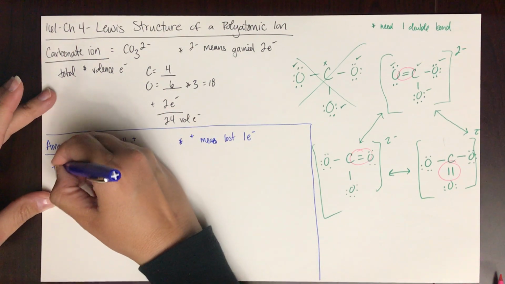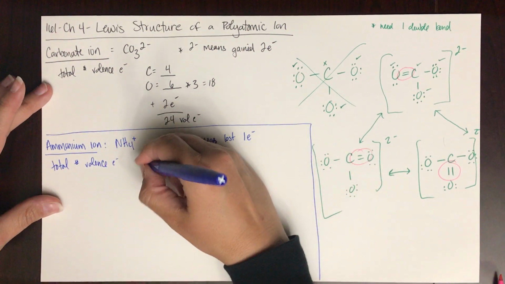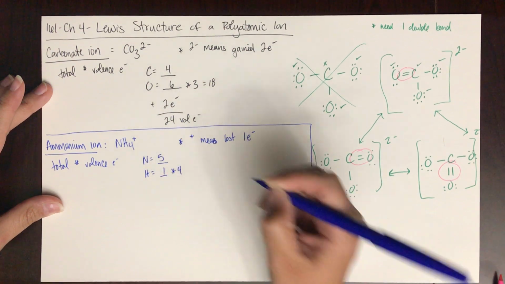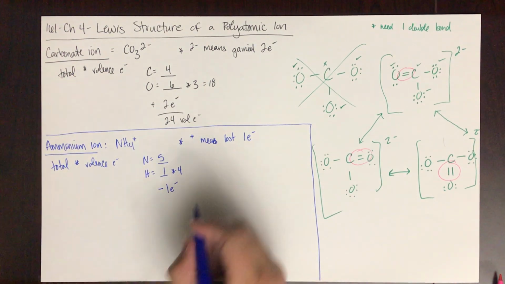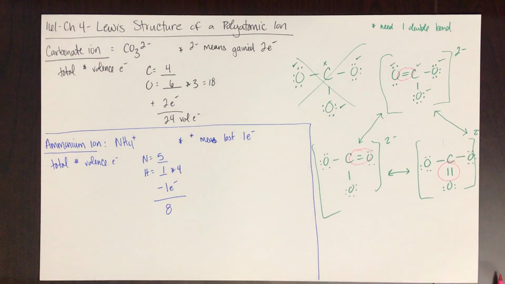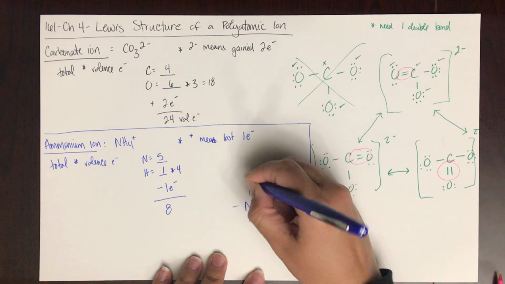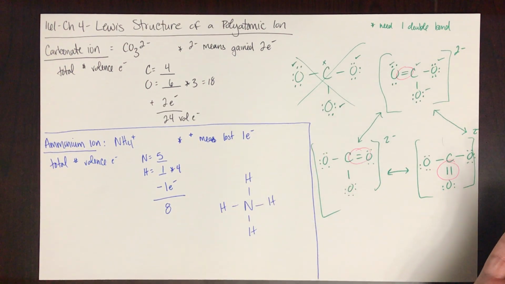So let's see the total number of valence electrons. Nitrogen is in group 5, hydrogen is in group 1, and I have 4 of them, and then I'm going to subtract 1 electron because this has a charge of +1. So I have 5 plus 4 is 9, minus 1 is 8. So I have 8 electrons to distribute. So you put the atom with the greatest bonding capacity in the middle. Also, you want to make it symmetrical if you can. 2, 4, 6, 8. We're done.